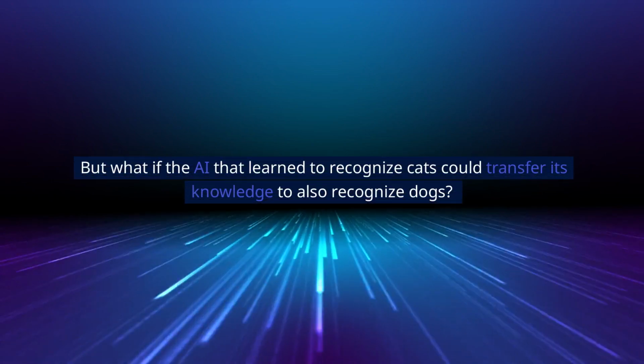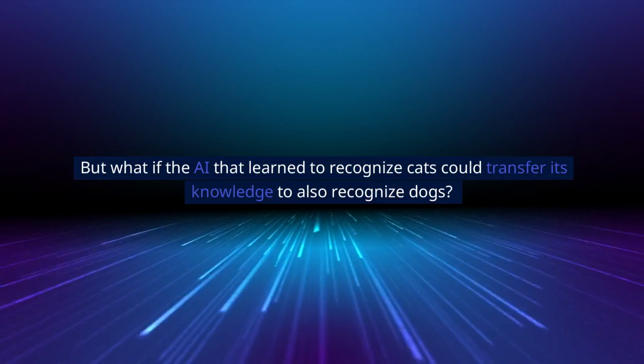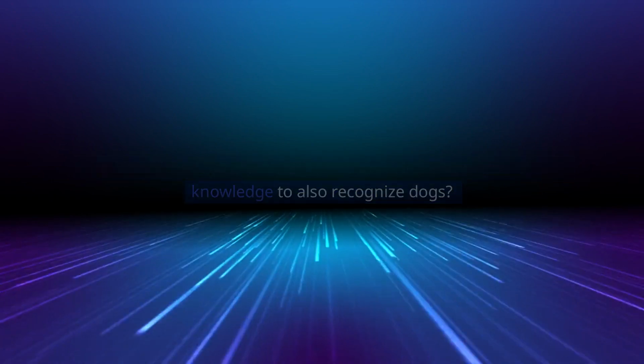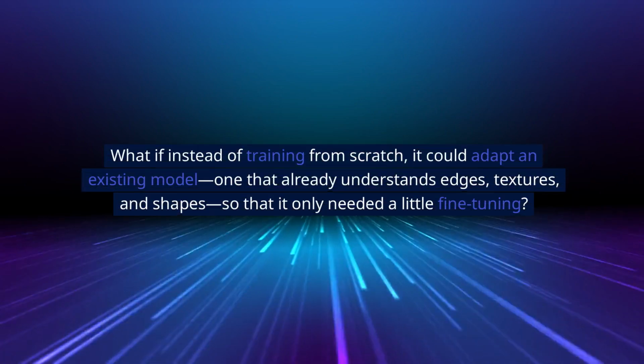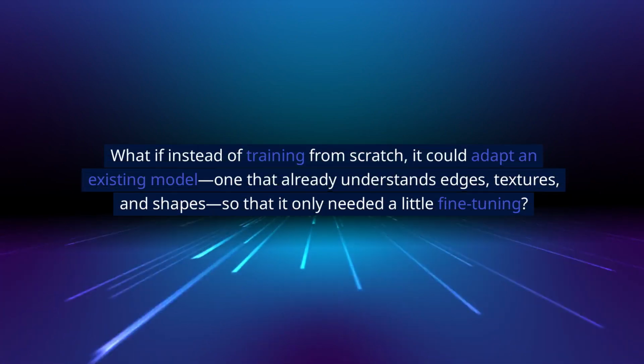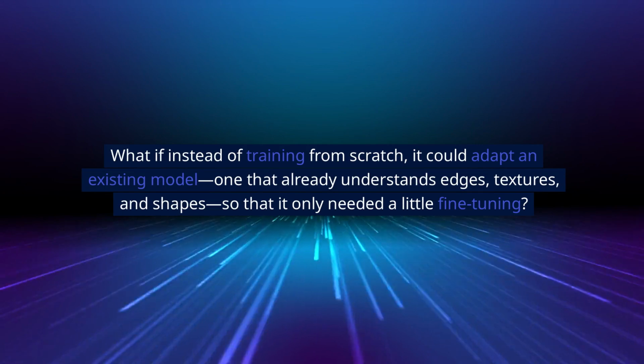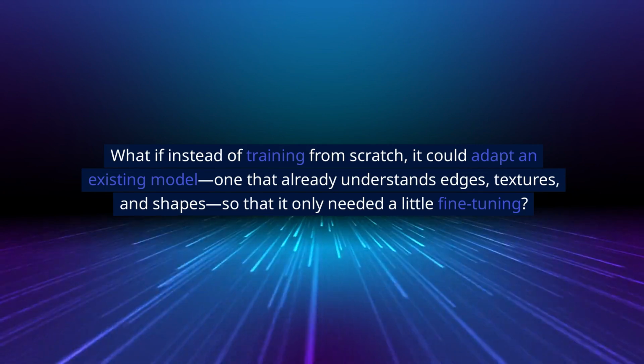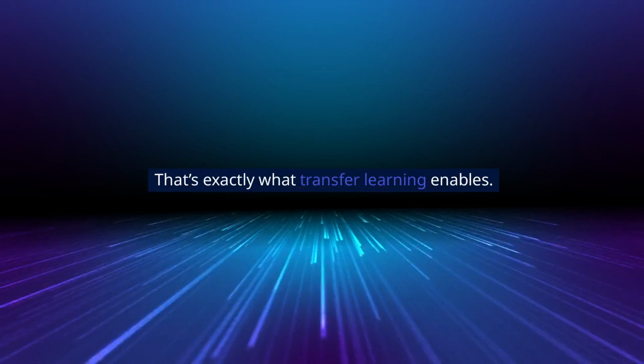But what if the AI that learned to recognize cats could transfer its knowledge to also recognize dogs? What if instead of training from scratch, it could adapt an existing model, one that already understands edges, textures, and shapes, so that it only needed a little fine-tuning? That's exactly what transfer learning enables.